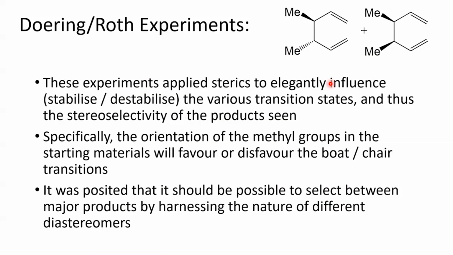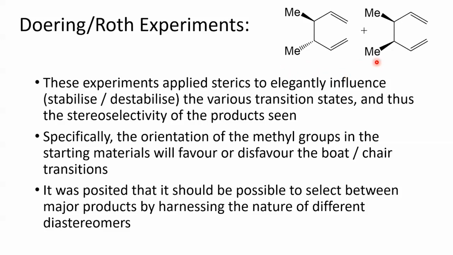And the key experiments that were done to prove this were the Doering-Roth experiments. These very elegantly utilise sterics to look at how the orientation of methyl groups would influence the stereoselectivity of the products of the rearrangement that were seen. So specifically, these methyl groups would either favour or disfavour the boat and chair transition states. And by harnessing different diastereomers, it might be possible to select the major products that you see at the end of the reaction.